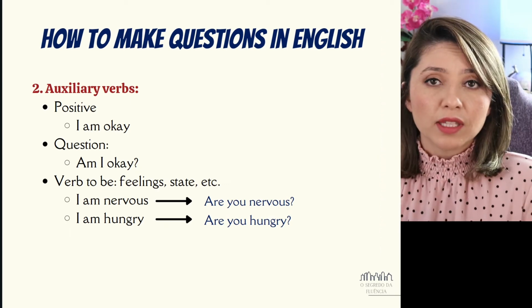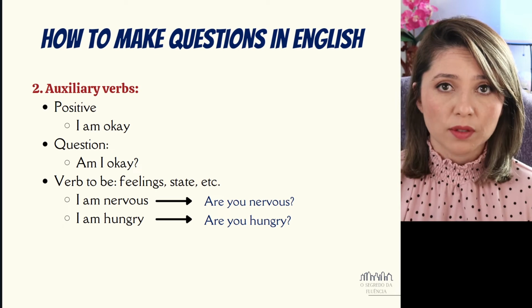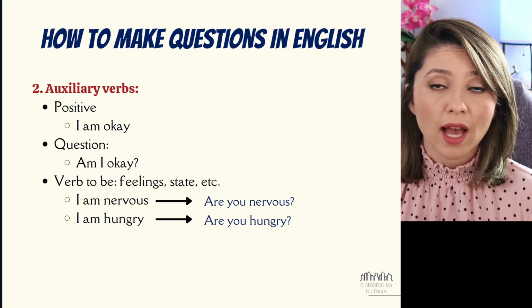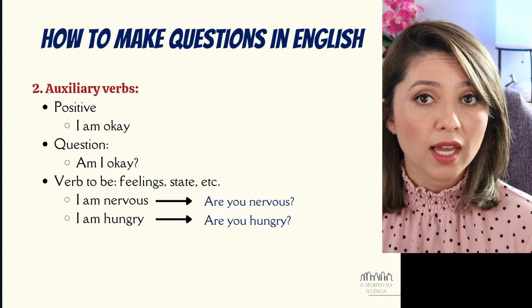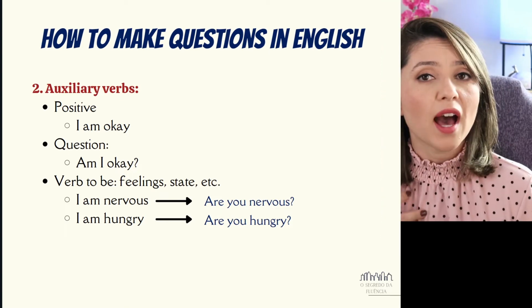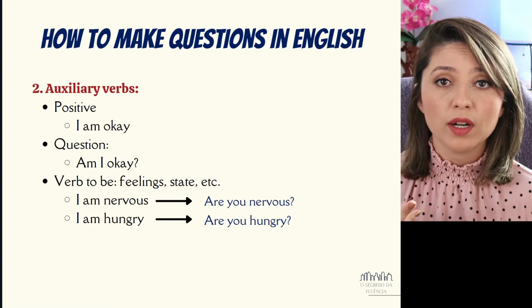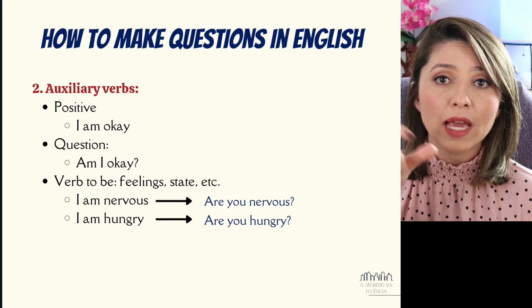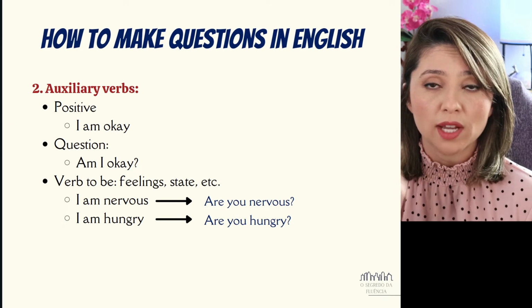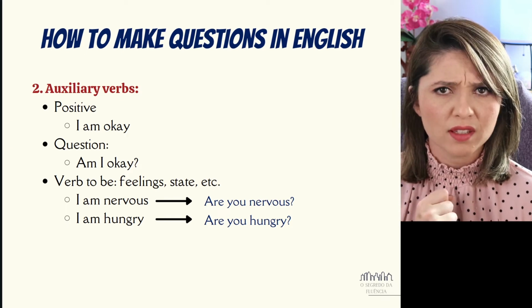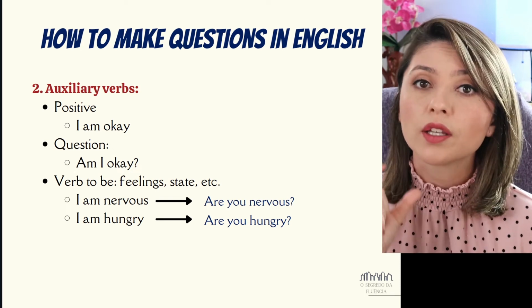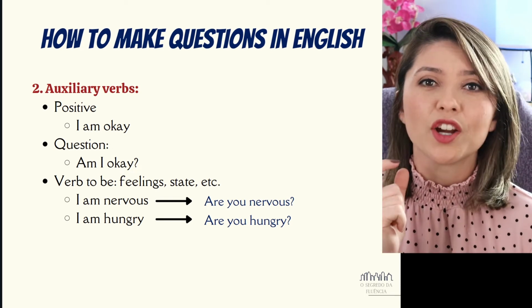But let's talk about feelings and states when you're using adjectives, right? I am nervous. This is the positive sentence. I am nervous. It's a feeling, I'm having it right now. If I want to ask you if you are nervous, I am going to swap my auxiliary verb with my subject. So instead of I am nervous, it's going to become are you nervous? But you cannot forget your intonation. Are you nervous?